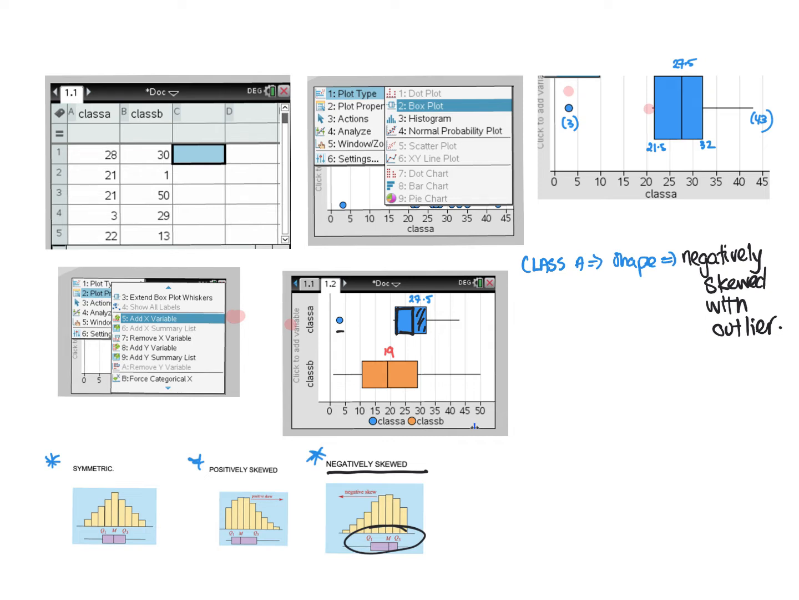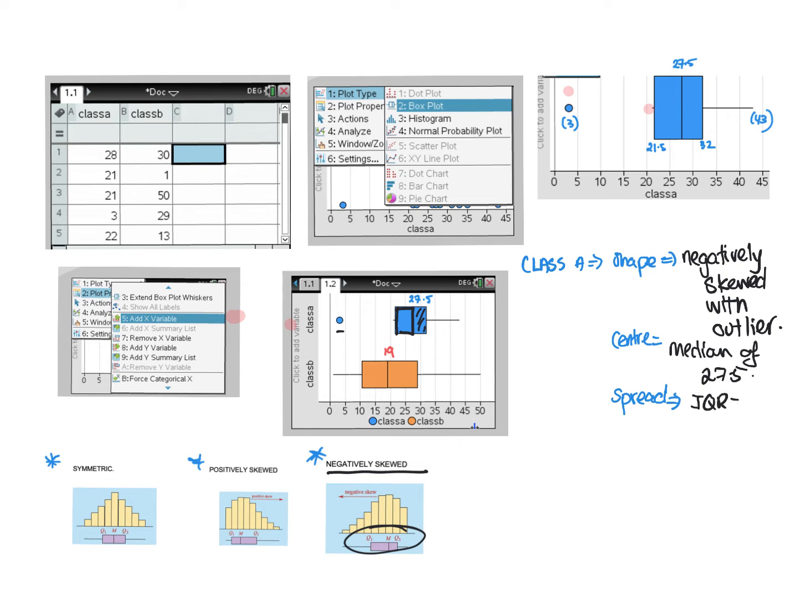Now, the other thing we have to talk about is the centre. So you would just hover over the median and we'll say it has a median of 27.5, okay? Now, we'll want to talk about the spread. When we're doing box plots, particularly because this one has an outlier, we don't want to use the normal range. That's not a good indication. So for the spread, we would use the IQR.